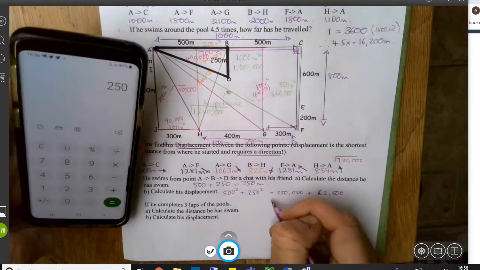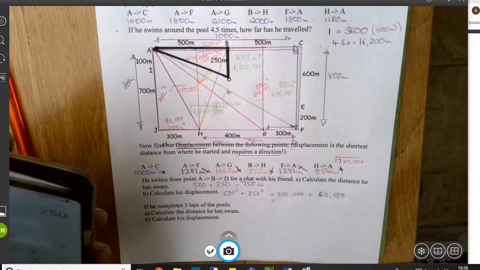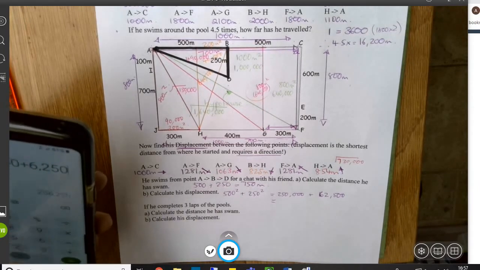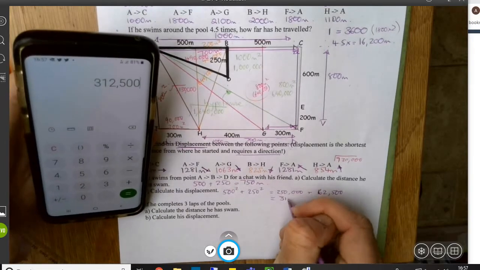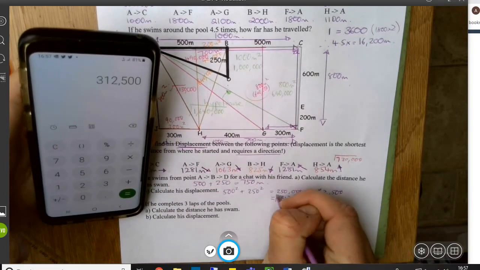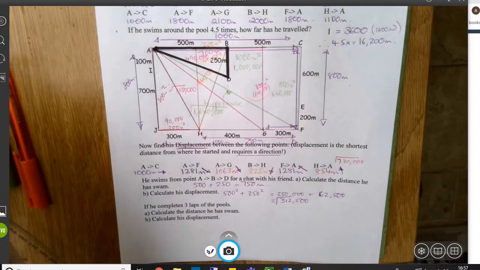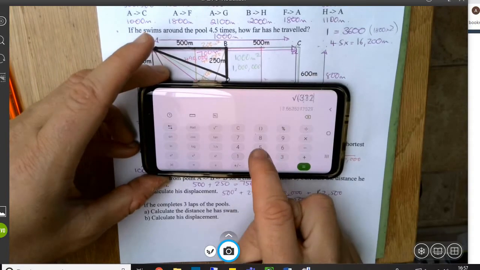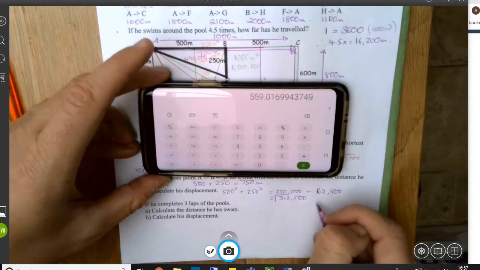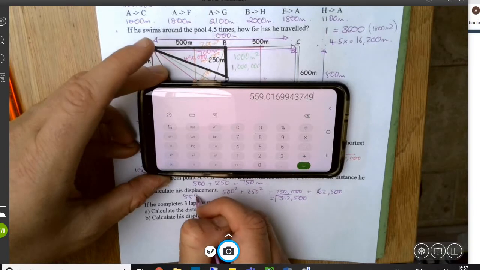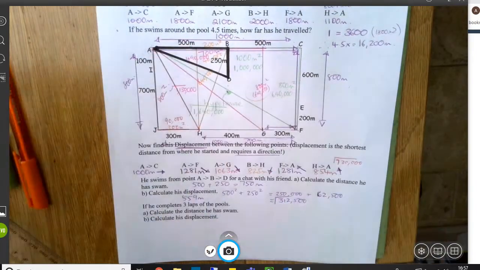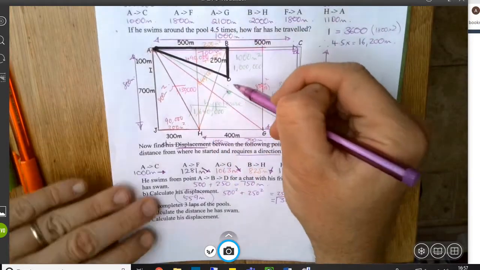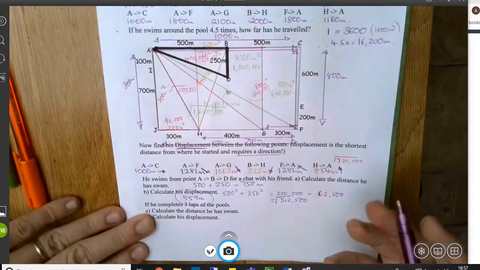Good. That gives us a total of 312,500. So if we square root that, it gives us a displacement of 559 meters. Okay. So you can see the displacement is shorter than the distance, which makes sense.